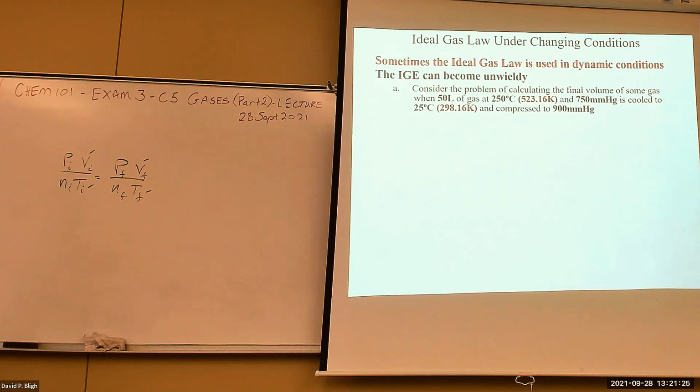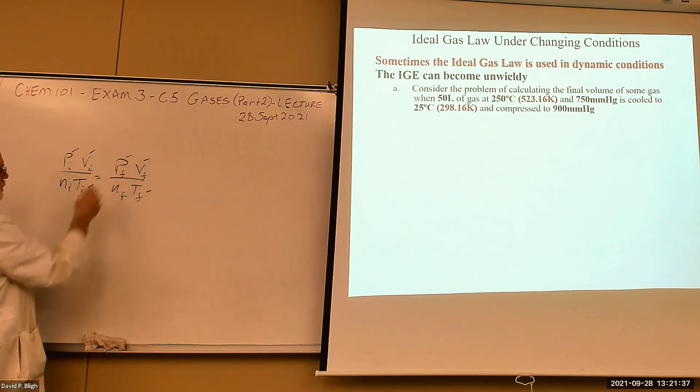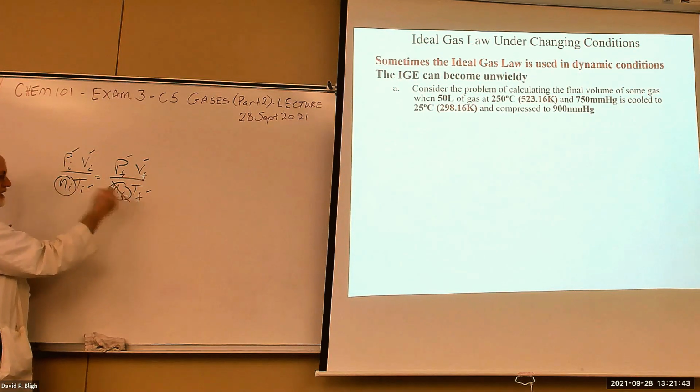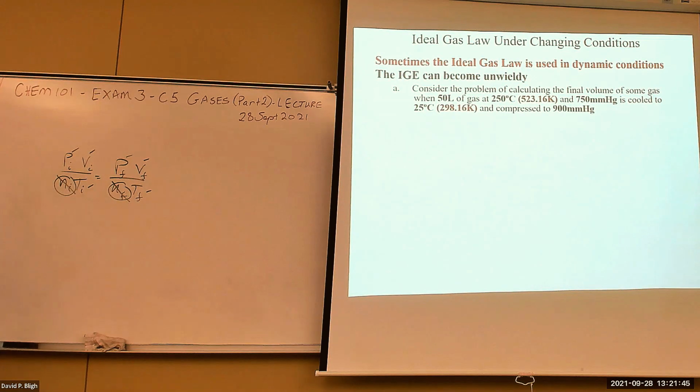Pressure, and the pressure is 750 millimeters of mercury first, compressed to 900 millimeters of mercury. So the pressure here and here are known. What didn't change? That one. You don't need moles. We trapped the gas, and we didn't let it loose until the experiment was over. So the number of moles stays the same.